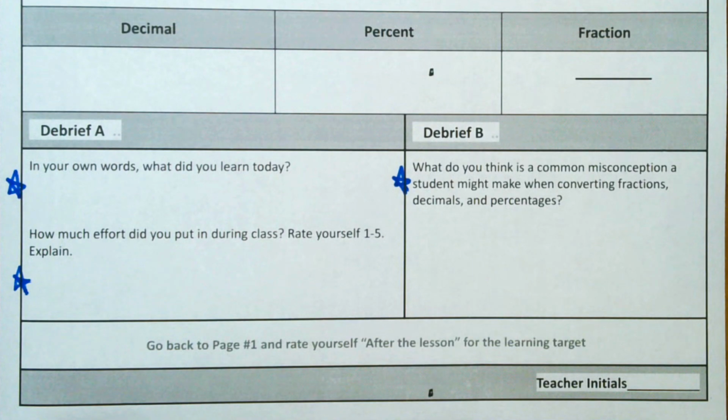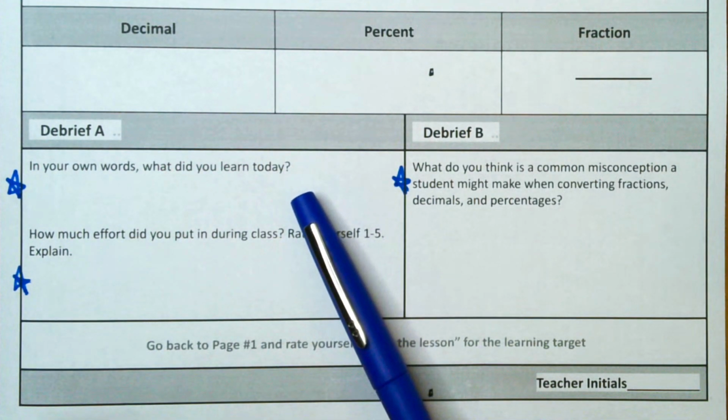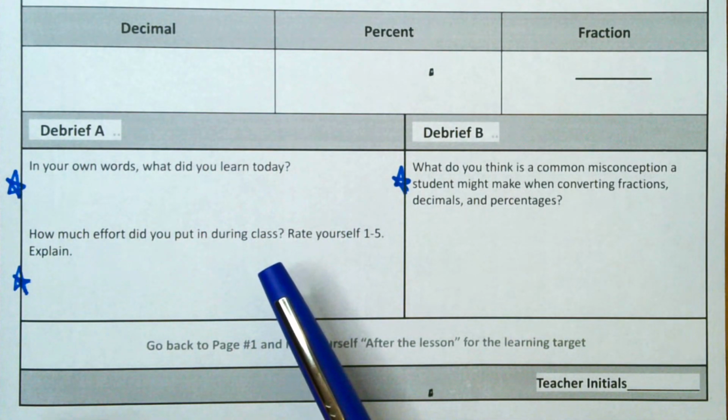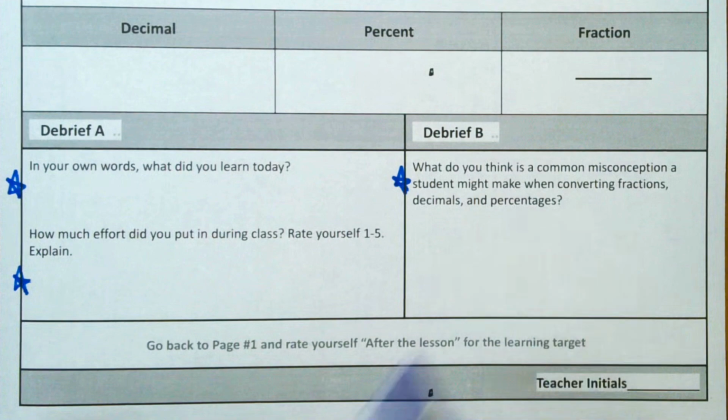To wrap up today's lesson, make sure that you answer our 3 debrief questions. In your own words, what did you learn today? Sometimes it helps to look at our learning targets from page 1. How much effort did you put in? Rate yourself 1 through 5, 1 being the lowest and 5 being the highest. Explain. And what do you think is a common misconception a student might make when converting fractions, decimals, and percentages? Once you've answered these 3 questions, we're going to flip back to page 1 and rate ourselves after the lesson for the learning target.